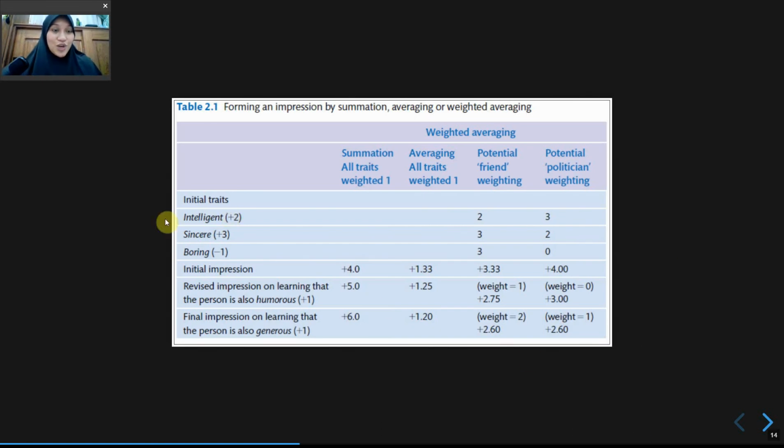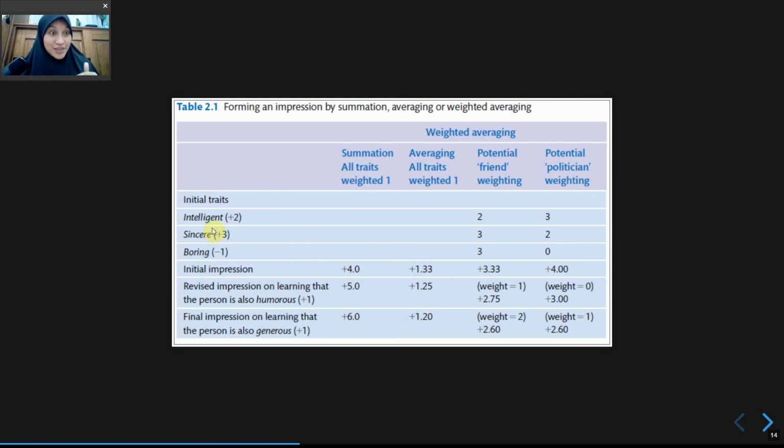So when you meet someone who is intelligent and sincere but boring, well, if you want to form a general impression, you just try to combine those traits. And when boring is a relatively acceptable negative trait, you would form a general positive impression of people who have these three traits. But in a different context, you will put different weight on different traits as well.